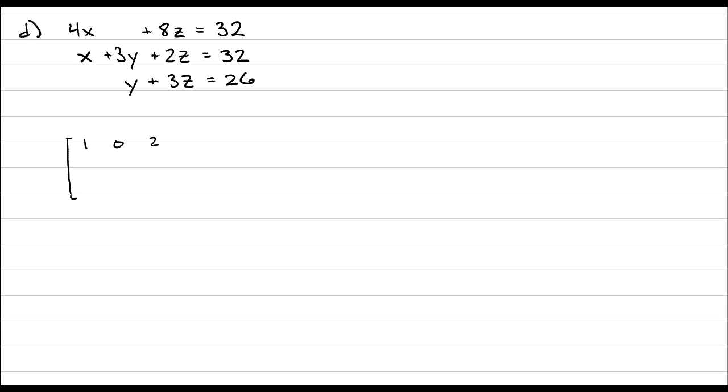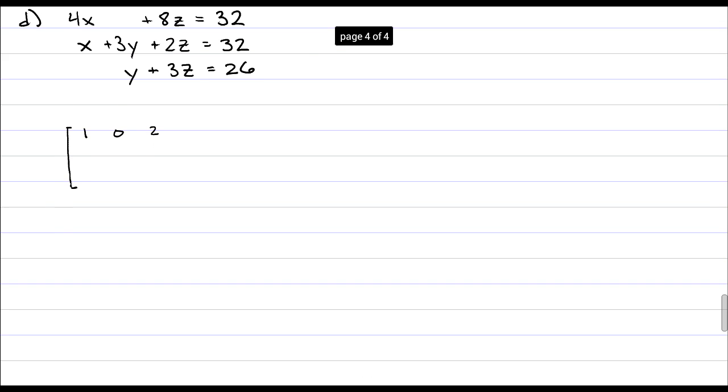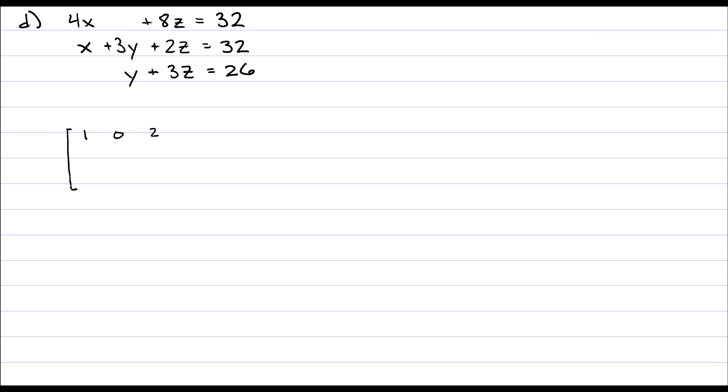I apologize, my screen blinked again. Okay, so 1, 0, 2, I'm dividing everything by 4. So then I get 32 divided by 4, which is 8. I can't divide the second or third rows by anything. So I get 1, 3, 2, 32, and 0, 1, 3, 26.